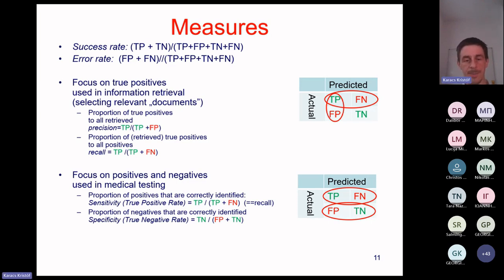Any questions here? Okay, then let us proceed.